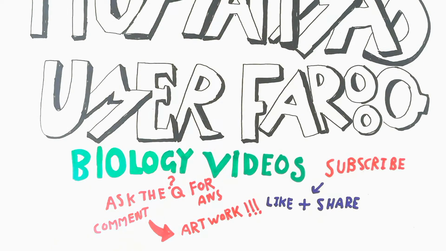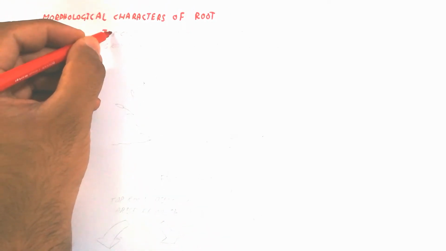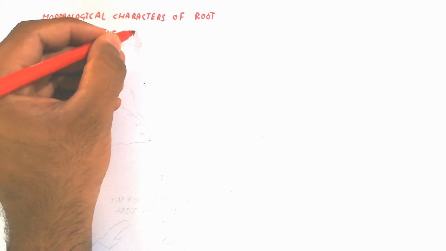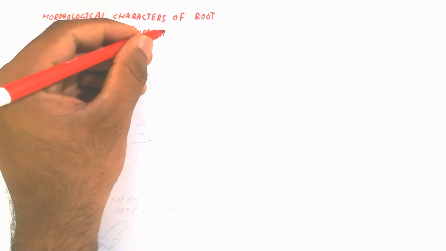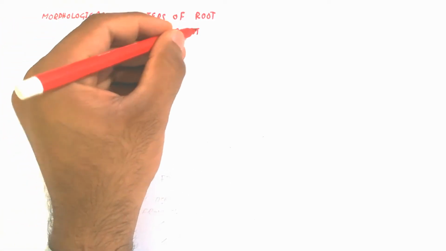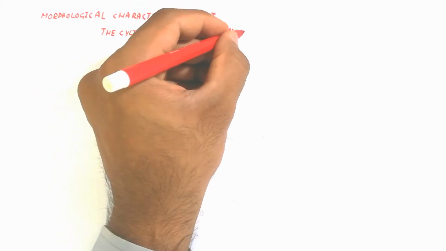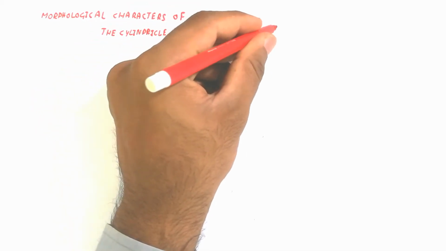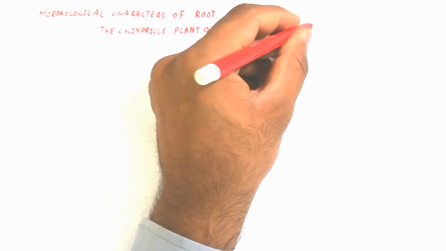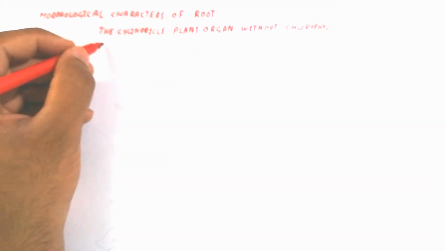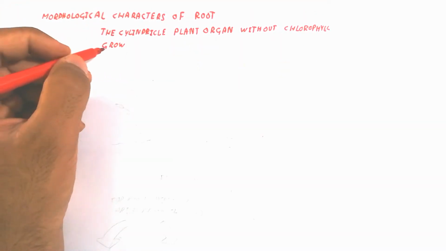So in this video we will talk about the morphological character of root. The morphological character of root is the cylindrical plant organ without chlorophyll, that does not use chlorophyll, and grows toward gravity. This is called root.